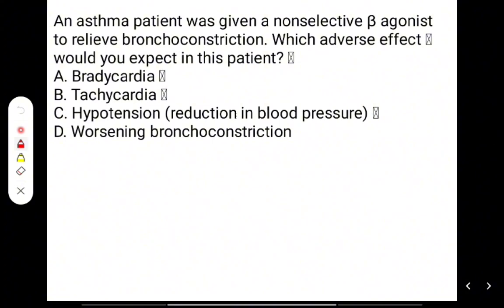Next, an asthmatic patient was given non-selective beta agonist. Non-selective means beta 1 and 2. To relieve bronchoconstriction, which adverse effect would you expect with this patient? Now beta 1 acts on heart and it will increase the heart rate and contractility. So the patient will see the symptoms of tachycardia if you give non-selective.